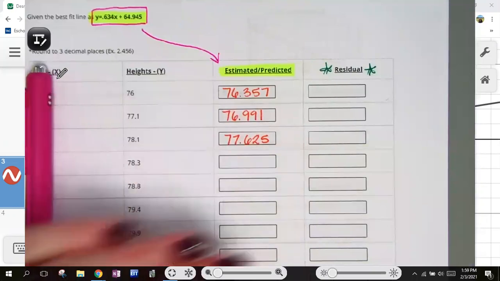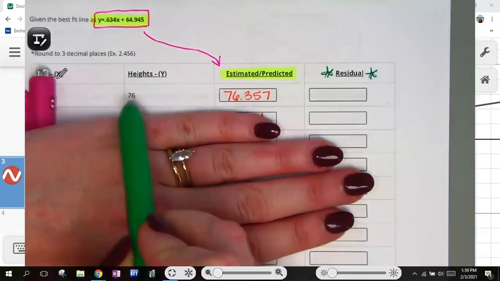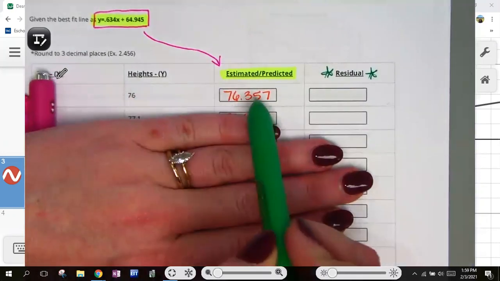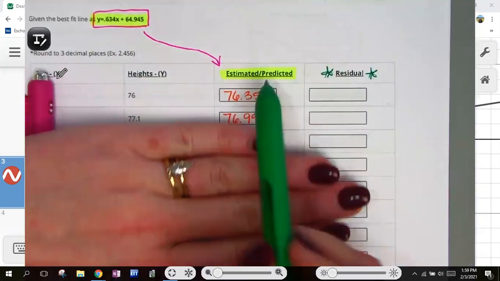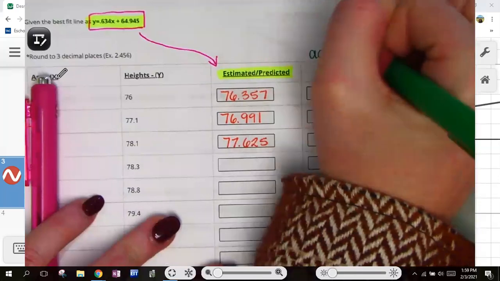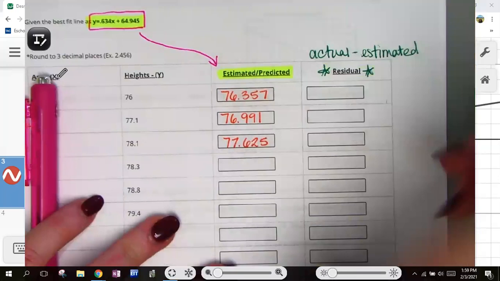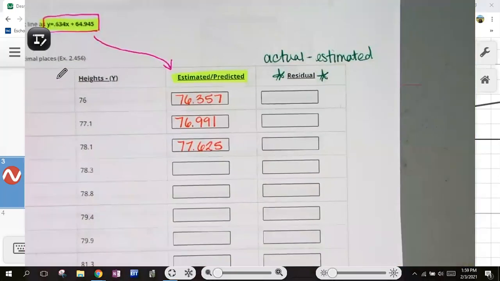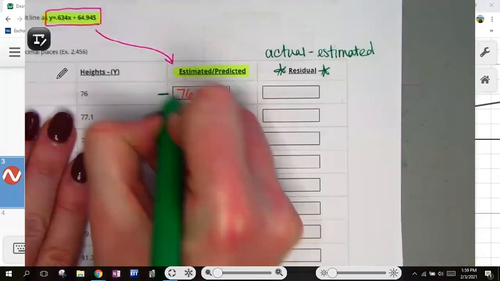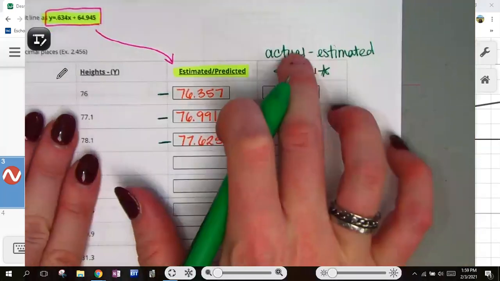It's telling you how close a guess or an estimate or a prediction is to its actual value. So this is where the Y values come into play. How am I going to determine how close this value is to this one over here? Actual value minus the estimated value. Okay, write that down on your paper. That's an easy way to remember it. These are the types of things you need to write down and study for your test.